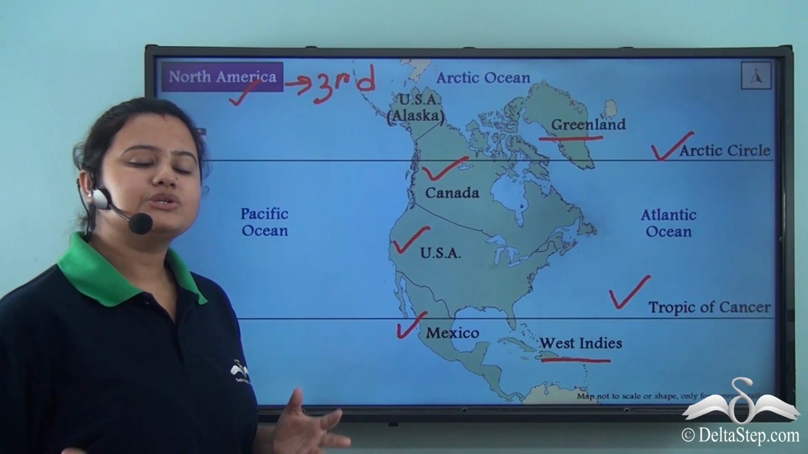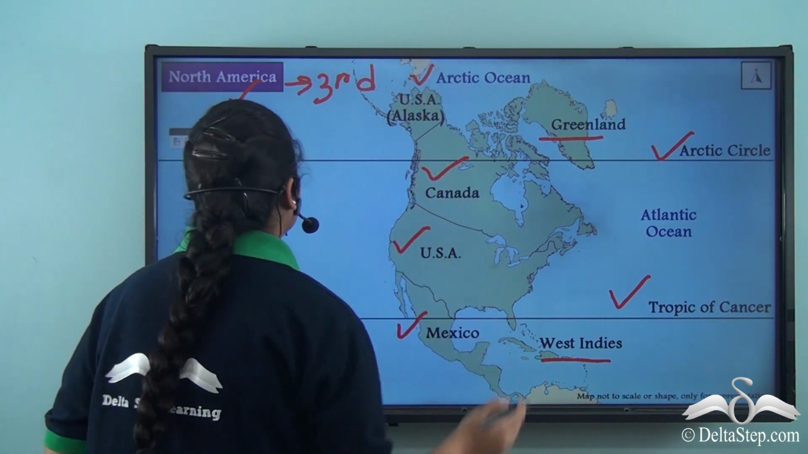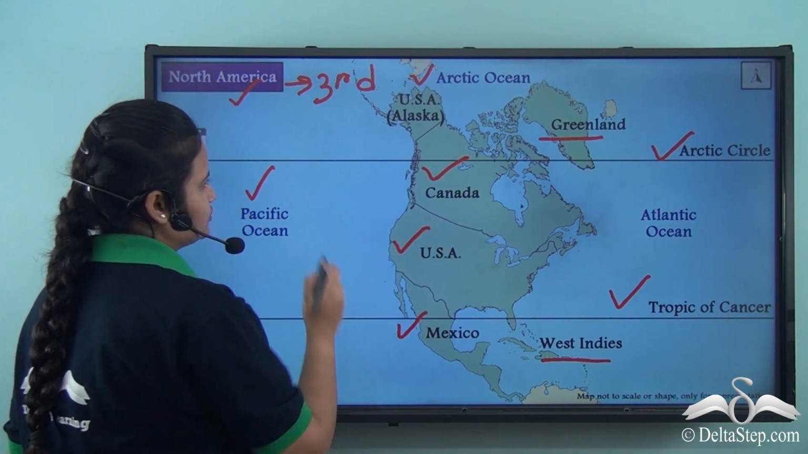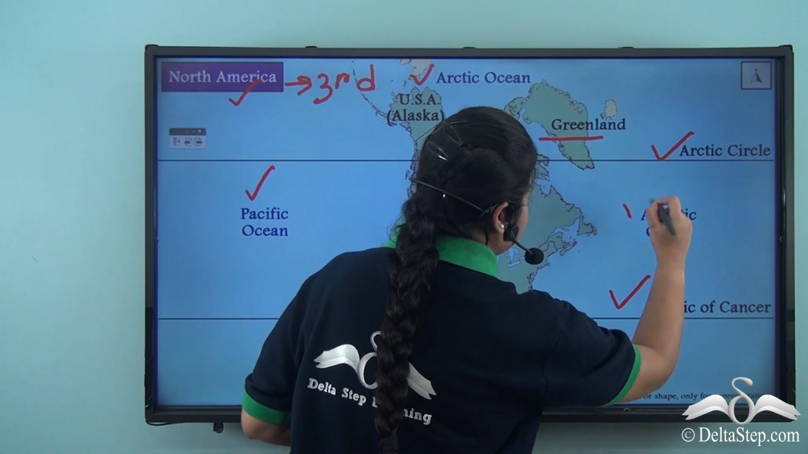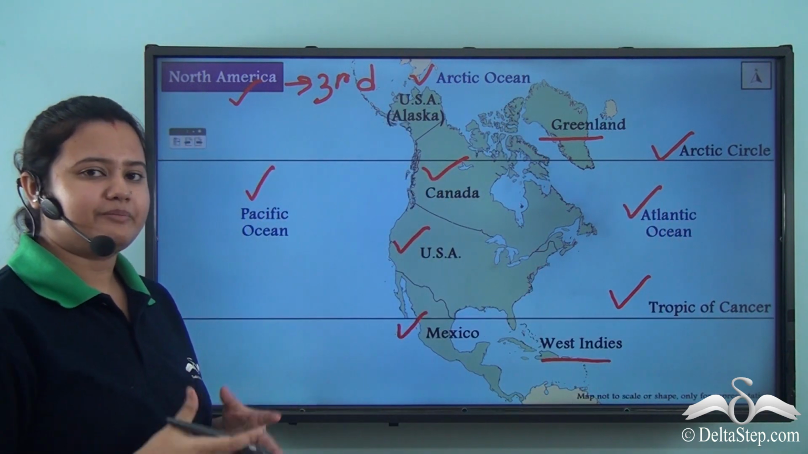North America is also surrounded by water bodies. To the north lies Arctic Ocean, to the west lies Pacific Ocean, to the east lies Atlantic Ocean. So this is all about the continent of North America.